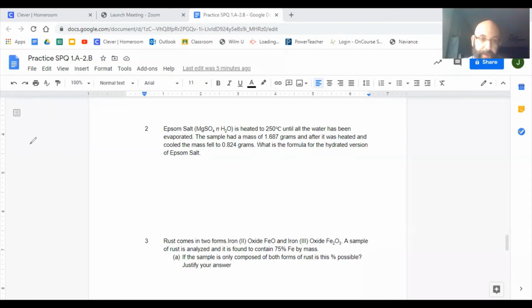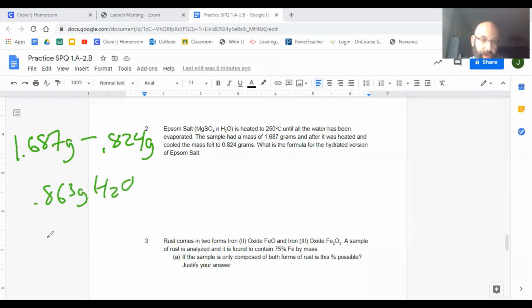Right? So let's see what we've got. We know that there's 1.687 grams to start with, and this is the magnesium sulfate and the water mixed together. And then after heating, our new mass is 0.824 grams. So we started with magnesium sulfate and water, and then this is after heating. This means this is just the mass of magnesium sulfate. And if we subtract, 1.687 minus 0.824, we get 0.863. Well, that's how much water left. That's our mass of water.